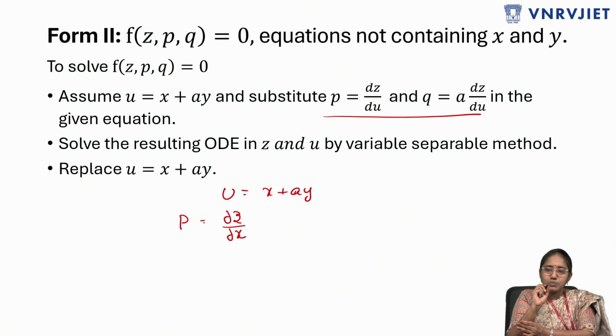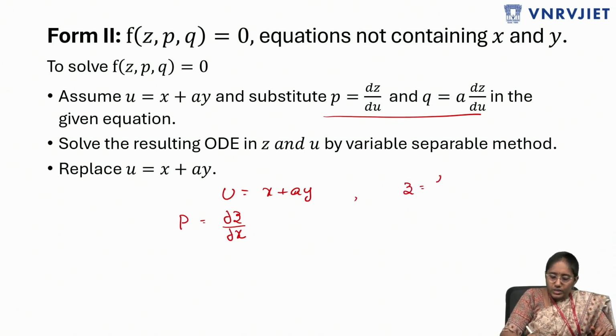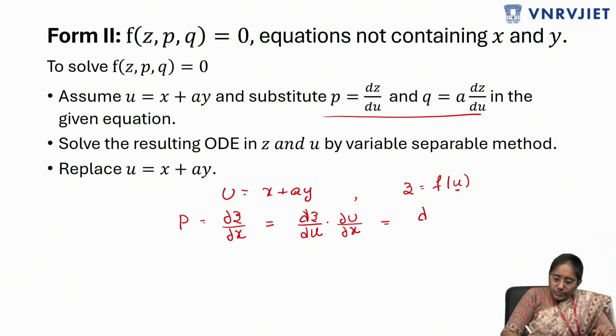So z is expressed in terms of u, where z is a function of u, where u is a function of x and y. Applying the total derivative concept, ∂z/∂x is, differentiate z with respect to u first, because it has only one independent variable. So dz/du into ∂u/∂x, because u is a multivariable function. Since u = x + ay, ∂u/∂x is 1. So we replace p as dz/du.